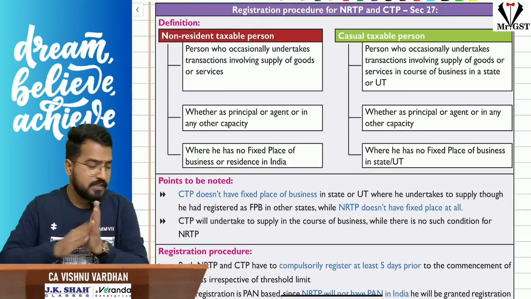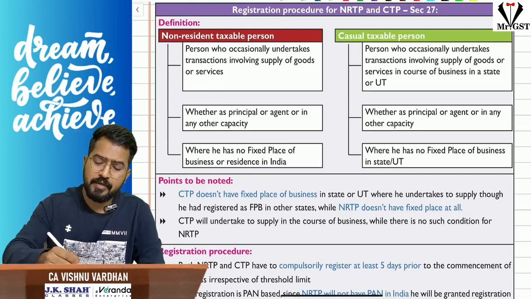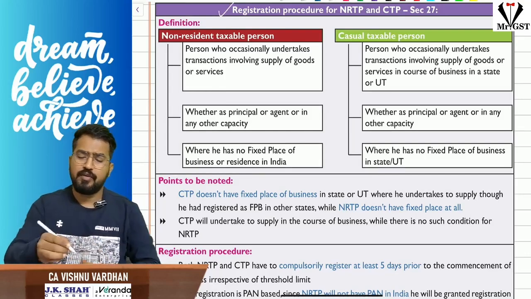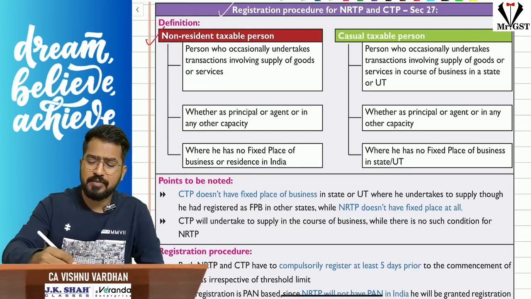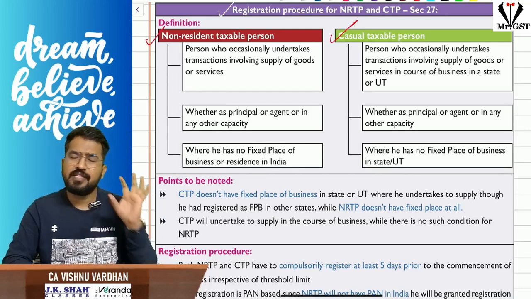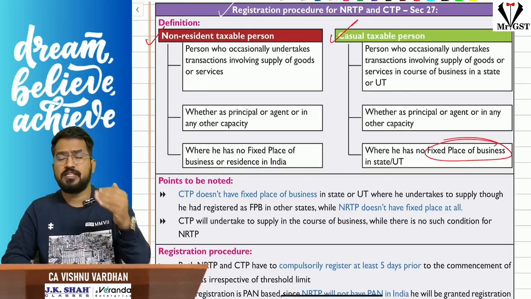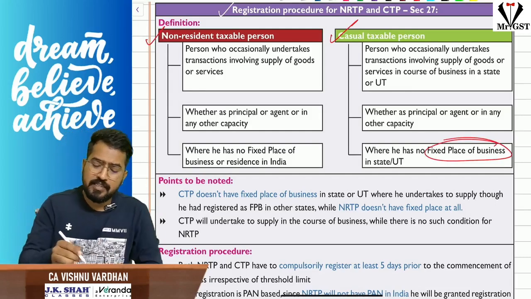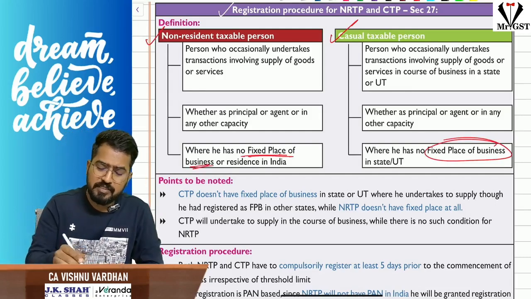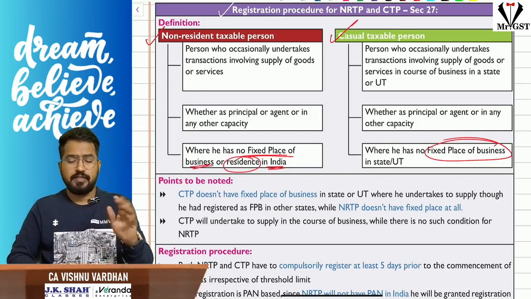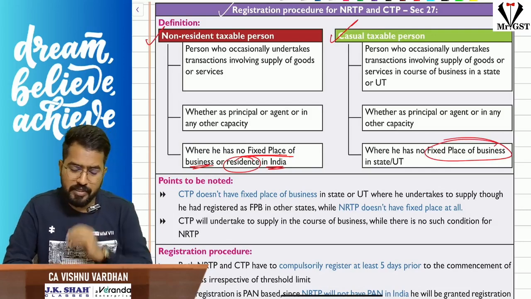So the next one is the registration procedure for NRTP and CTP. We have already discussed the meaning of non-resident taxable person and casual taxable person in ITC. Simply, a casual taxable person is one who doesn't have a fixed place of business in the state where he is making the supply. A non-resident taxable person is one who does not have a fixed place of business or residence anywhere in India. That is CTP and NRTP. That is the main thing.